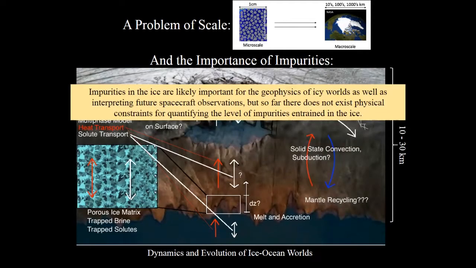So one of the problems here is that these impurities are definitely important for these geodynamic processes, but there's not really been a physical way to constrain how much of these impurities are actually getting sucked up into the ice during the formation of the ice shell. So that's what we're going to be looking at down in this interface, which is really going to determine where components of the ocean are going to get trapped within the shell.